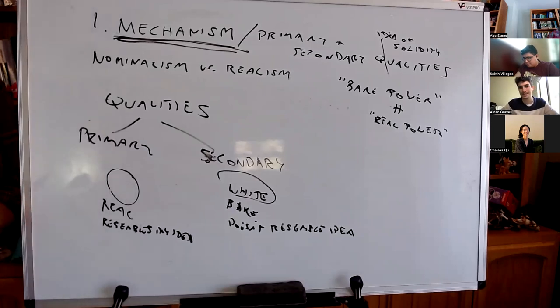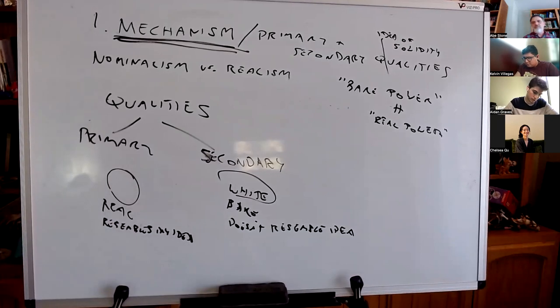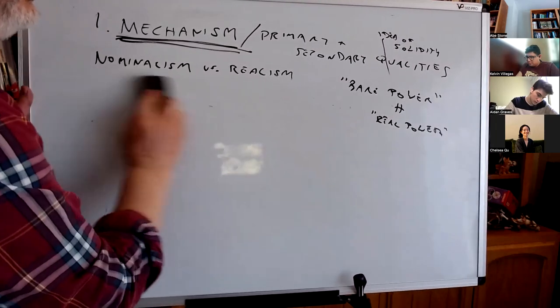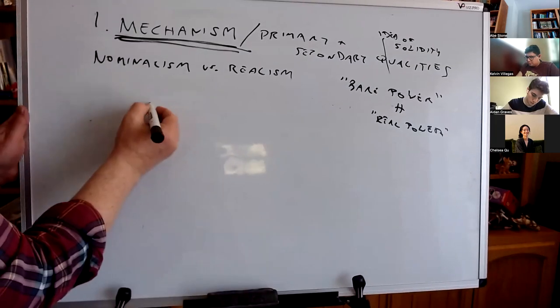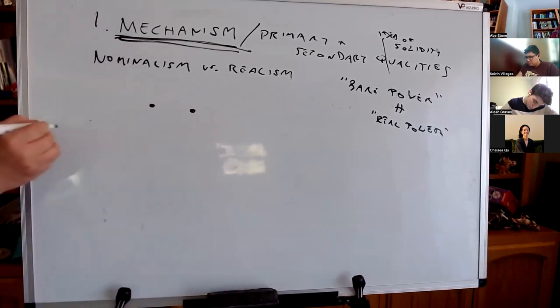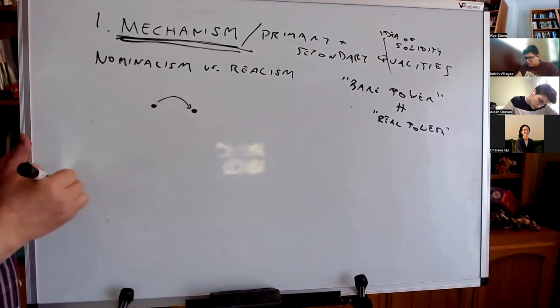However, I think Locke means something really technical by resemblance. And what he means by resemblance is basically what we call isomorphism, or a simple version of it is analogy. So, let's say we have two different simple ideas such that one of them makes the other one necessary.